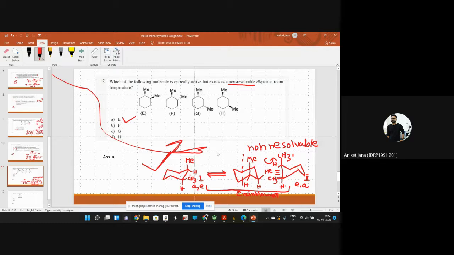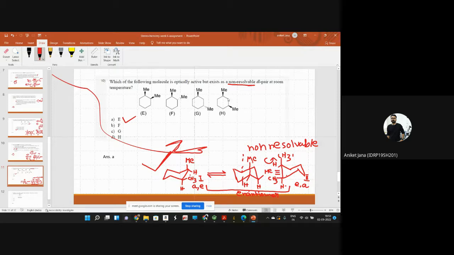Is it mandatory that if a structure, after flipping, exists as an enantiomeric pair, then they will be non-resolvable at room temperature? No, not necessary. In the case of this particular structure we are getting this. We have to check whether, after flipping, we get the same structure or not.